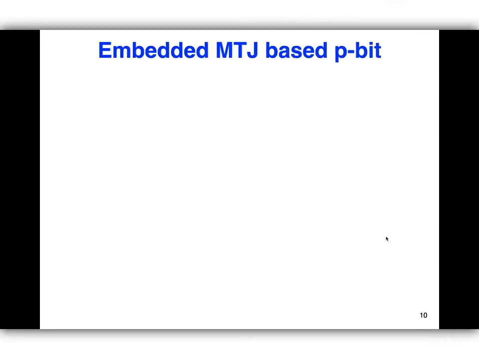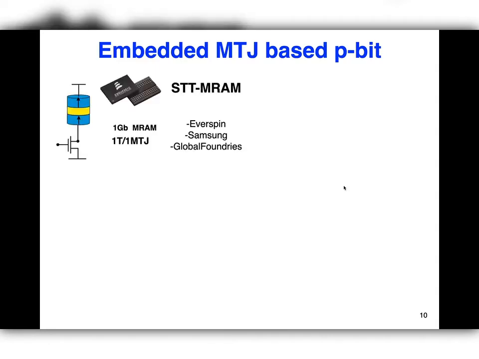Okay, however, I've been telling you a lot about this resistance fluctuation, but remember, we need an electrical device at the end of the day. I need to have something that's electrically relating the analog input to the output probability. So how do we do that? Well, we turn to STT-MRAM.